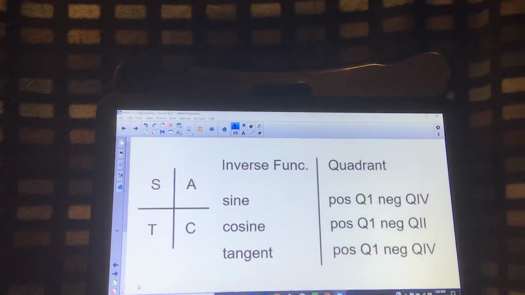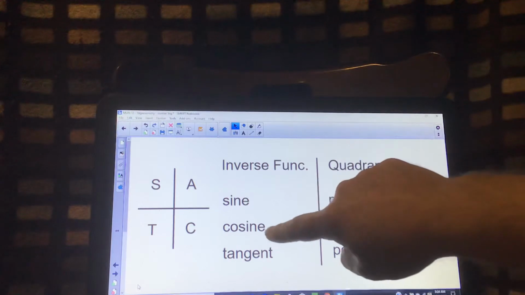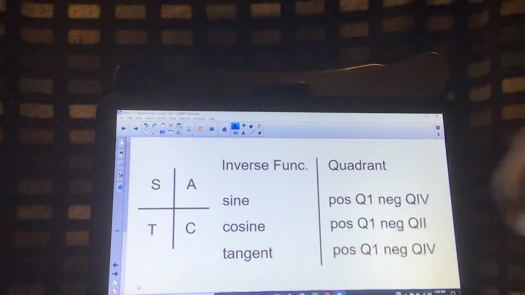So this part's a little confusing. It's not the best thing to do as a first lesson on a computer, but obviously we can't be in class, so I'll do my best to explain this. This shows you, basically, if you have the inverse function, so this is inverse sine, inverse cosine, inverse tangent, where your answer will come from.